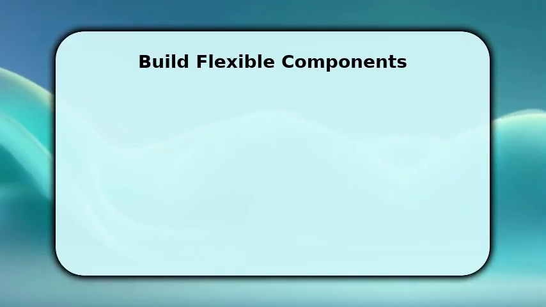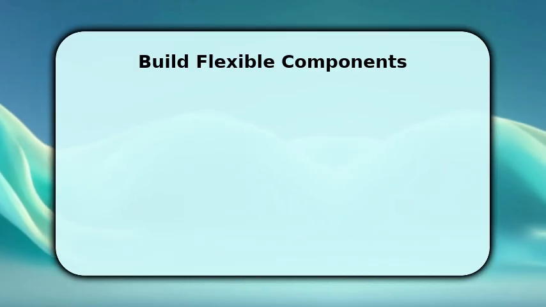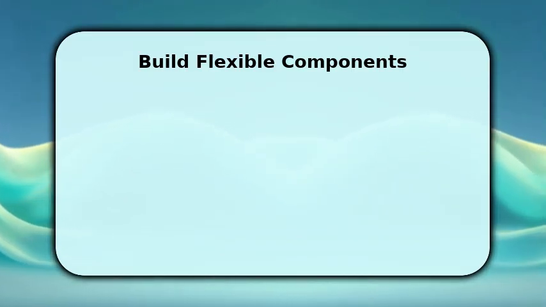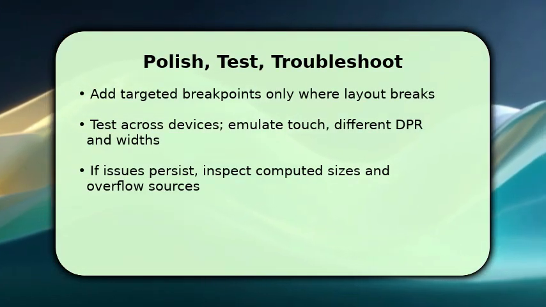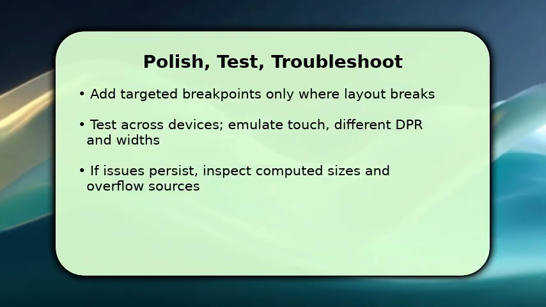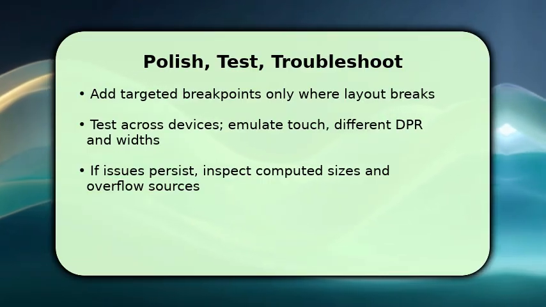Once components adapt, layer responsive utilities, responsive padding, clamp for fluid typography, and CSS variables for theme scale, so you can tweak ratios without breaking layouts. You finish by adding breakpoints sparingly, only where content needs a rearrangement, using min-width queries for mobile-first flow. Test on real devices and emulators, checking touch interactions, DPR, and narrow-to-wide transitions.